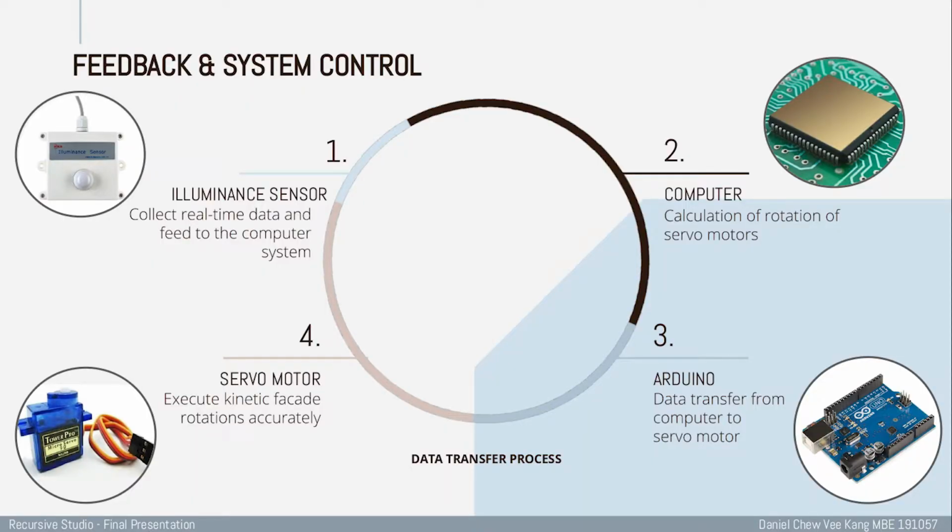The automated kinetic facade will consist of 4 components. The first is the illuminance sensor, which collects real-time data and feeds it to the computer system. The computer then calculates the amount of rotation for the servo motors. It sends this data to the Arduino, which sends power to the servo motor to execute the kinetic facade rotations accurately.